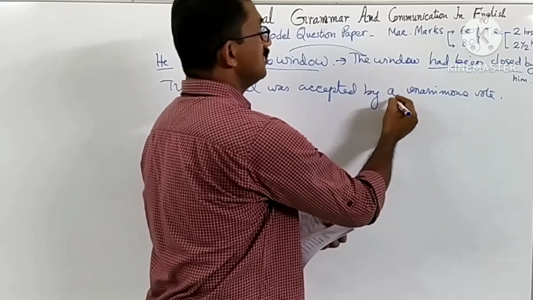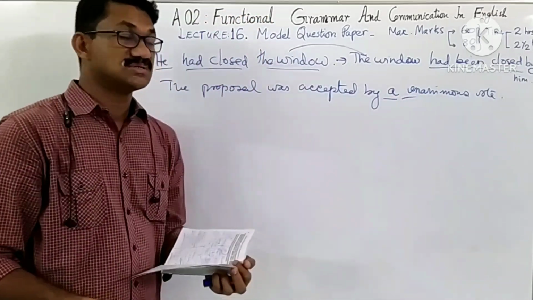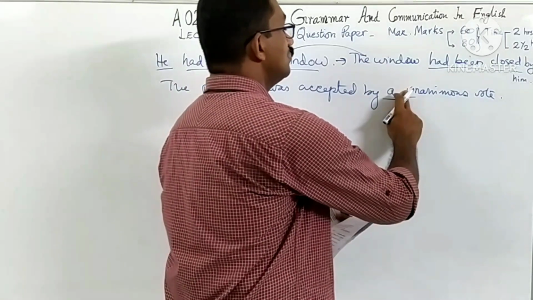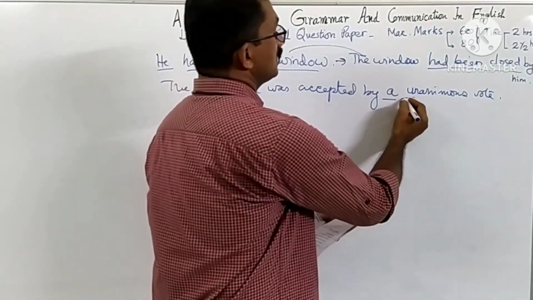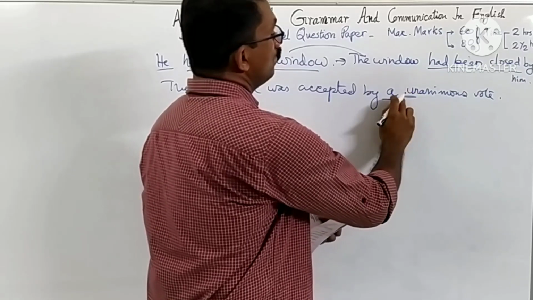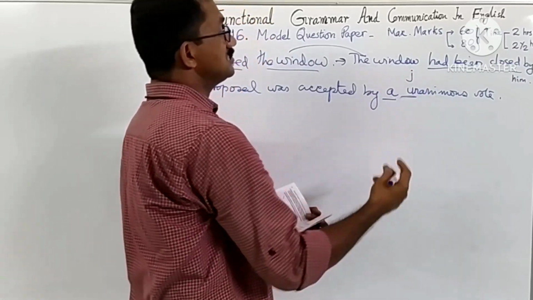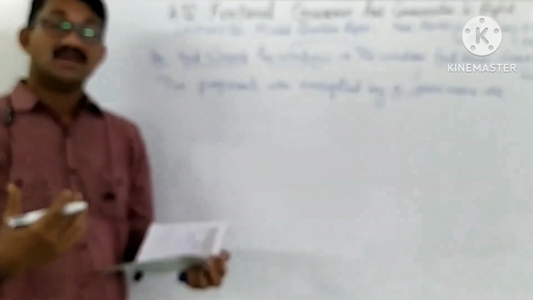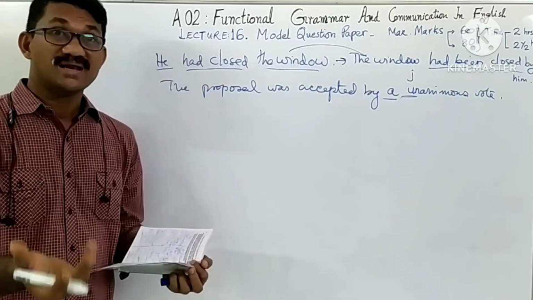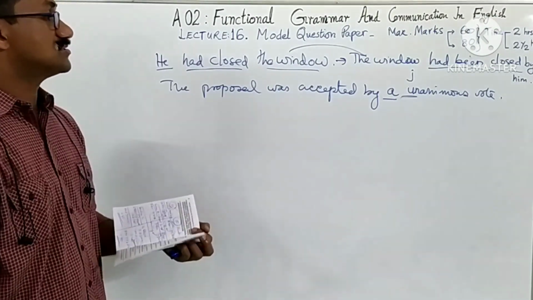Unanimous. It is you, and it is unanimous. A unanimous, because although it is u, the pronunciation is year, that is the sound, so it is a unanimous. Year is the sound, so a unanimous.